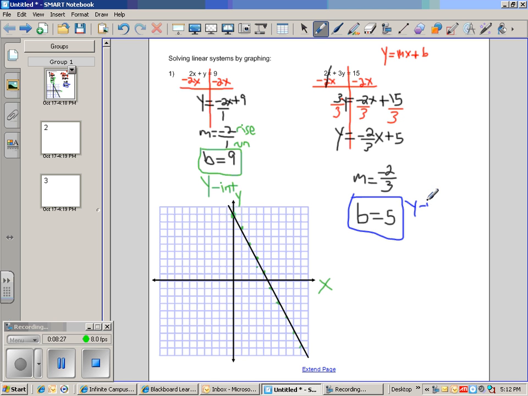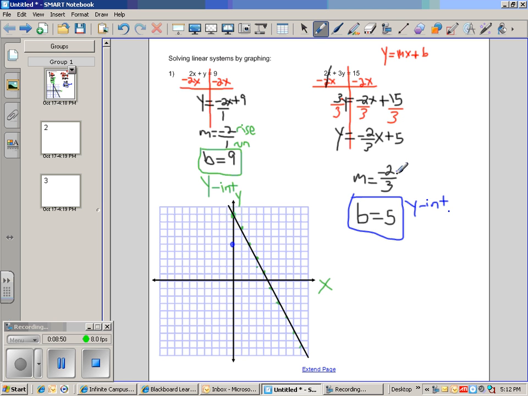Here's my y-intercept. Remember, the y-intercept is the starting point on the graph. So we're going to start at the origin. Move up 5 spots. 1, 2, 3, 4, 5. There is the first point on our line. That's the y-intercept because it crosses the y-axis.